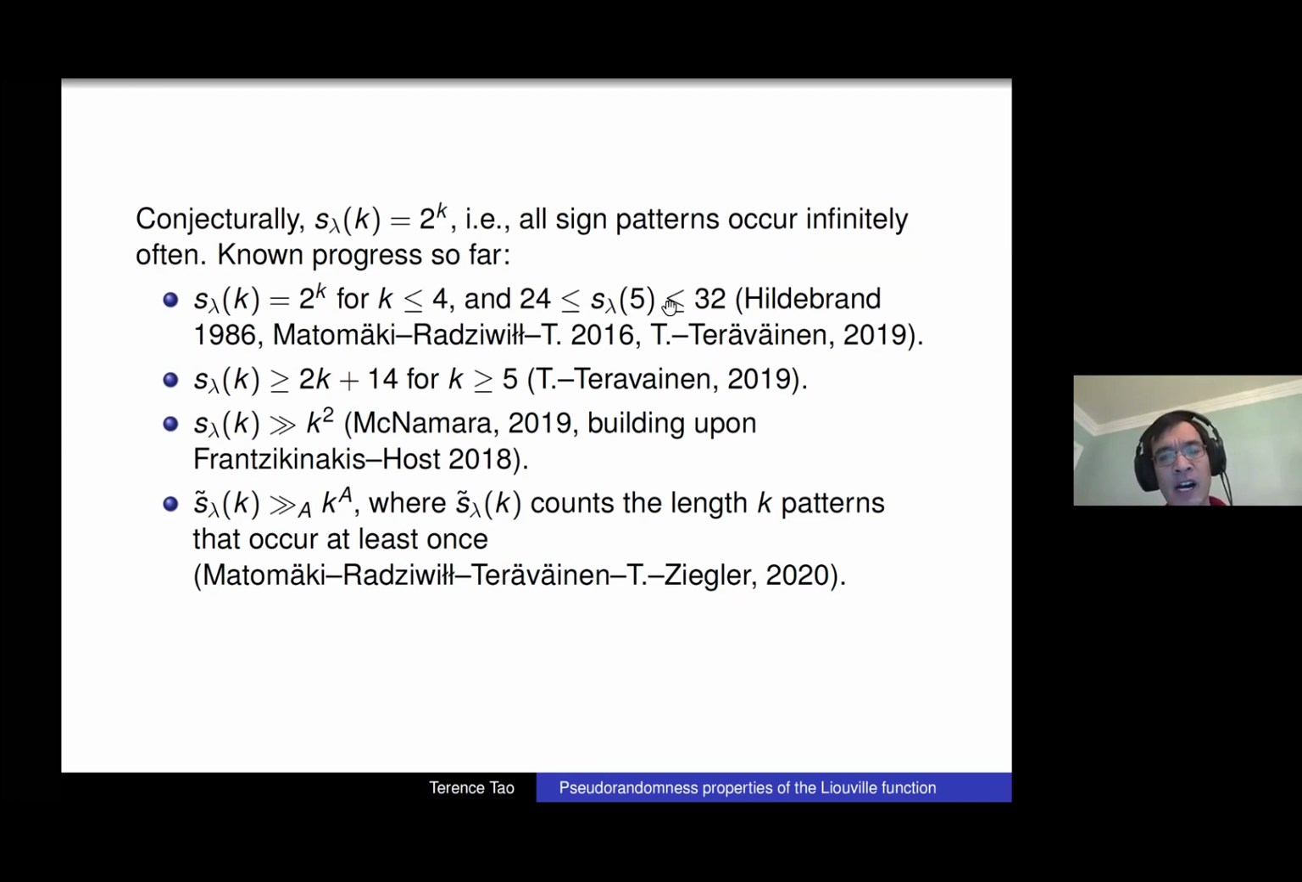For 5, we have some partial bounds. The number of sign patterns of length 5 that occur infinitely often is somewhere between 24 and 32. We have some lower bounds, but not exponential. The best bounds known are in fact basically polynomial. The number of patterns that occur infinitely often is at least quadratic, and the number of patterns that occur at least once grows faster than polynomial. But we are still quite far from getting exponential growth.